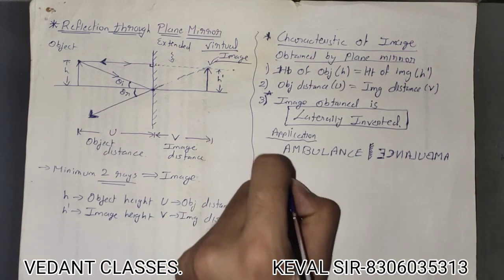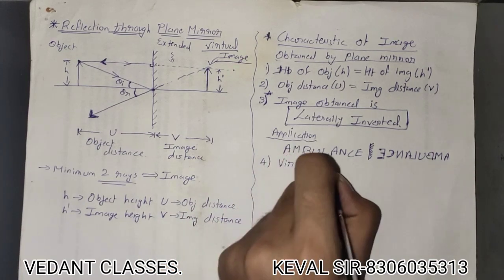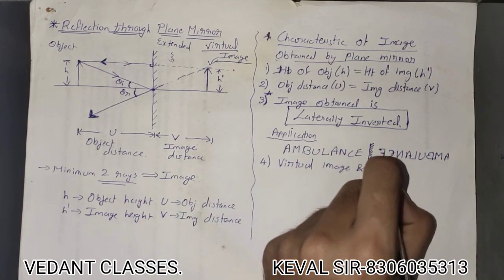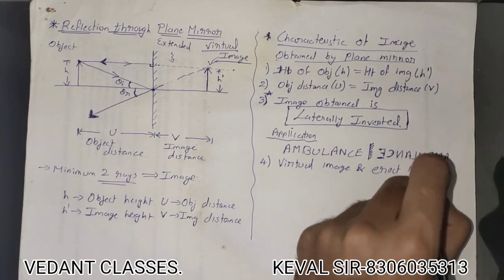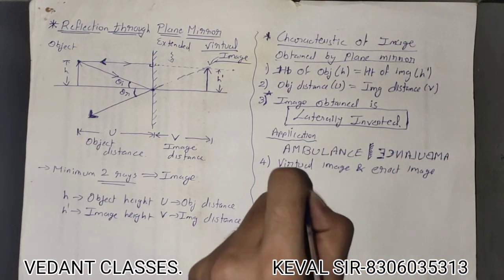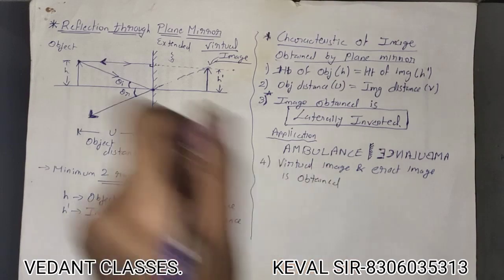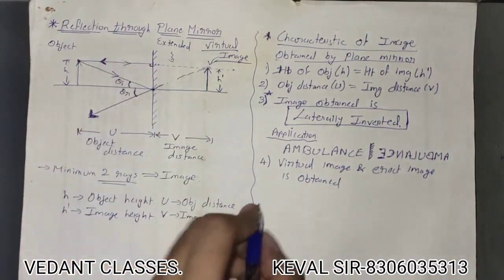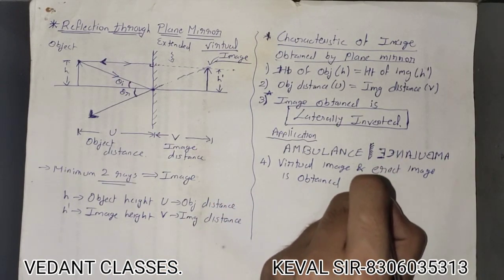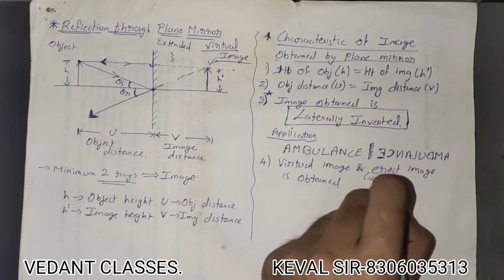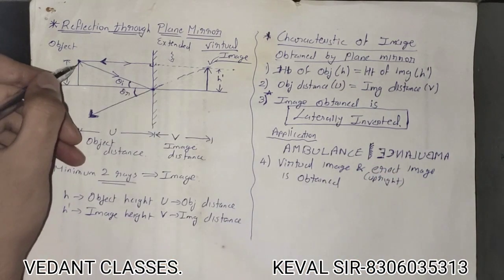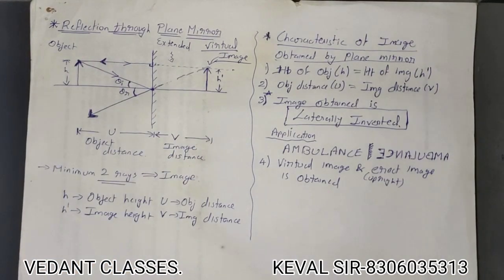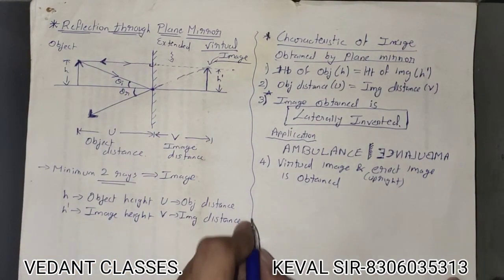Now let's see its fourth property. The fourth property is that a virtual image and an erect image is obtained. As we extended the light rays back behind the mirror, it is a virtual image. That is the reason we are getting the virtual image in this case. And erect means upright, it means it is not inverted. This is straight, so the image will also be straight, in an erect, upright position.